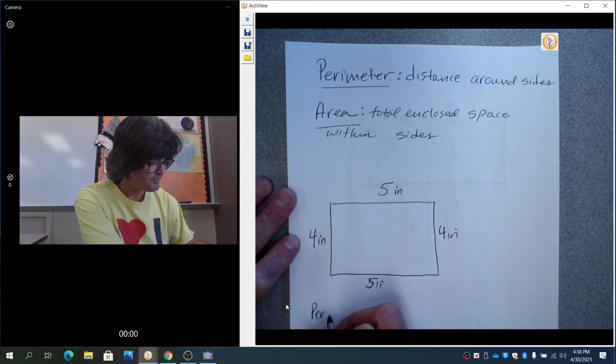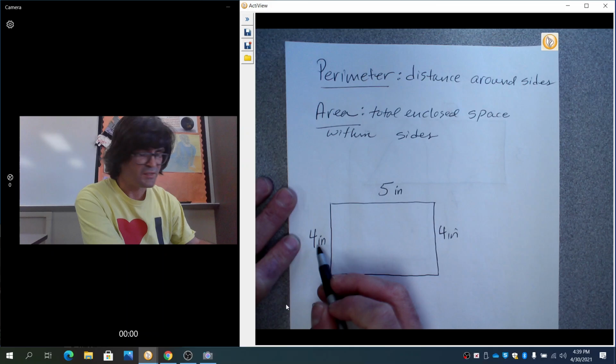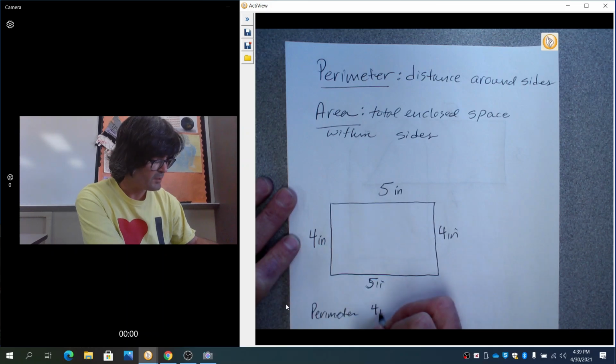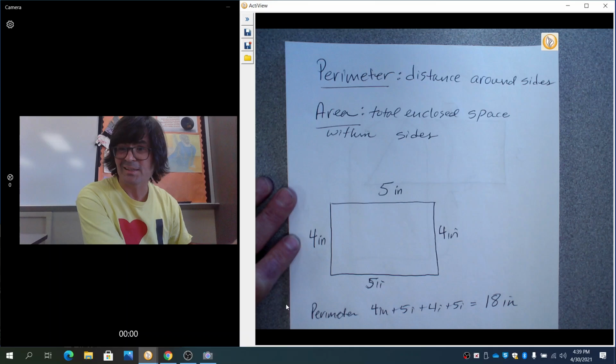So my perimeter here is going to be 4 plus 5 plus 4 plus 5. And notice that if you do that, 4 inches plus 5 inches plus 4 inches plus 5 inches, you get 18 inches. The units are in inches because that's a length measurement.